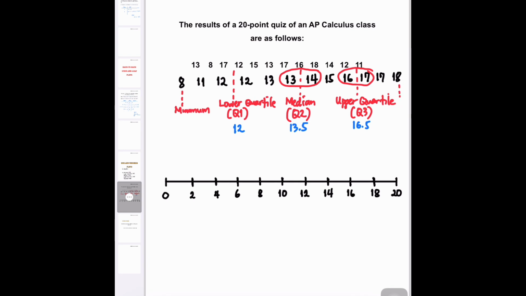18 is our max. Now, after having those key numbers or key values that we need, we can start drawing our Box-and-Whisker plot. Your number line needs to have equal intervals. You can have, if you want, an interval of 1 or 2 or 5, depending on how small or big the data values are, you can always adjust the number line.